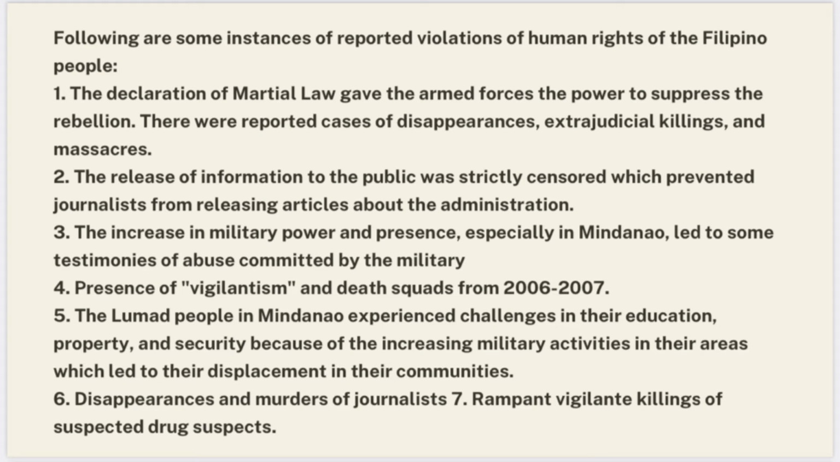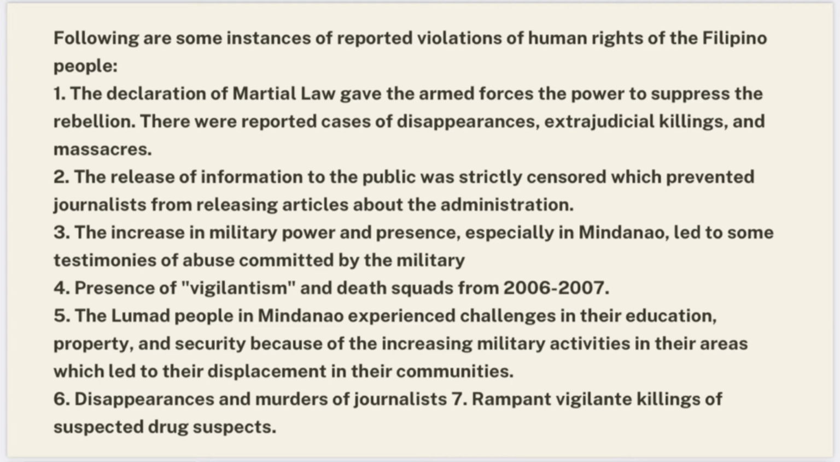Number 1. The declaration of martial law gave the armed forces the power to suppress rebellion. There were reported cases of disappearances, extrajudicial killings, and massacres. During martial law, it was one of the country's most controversial issues before, with President Ferdinand Marcos.